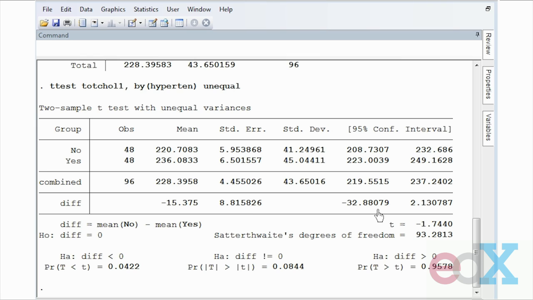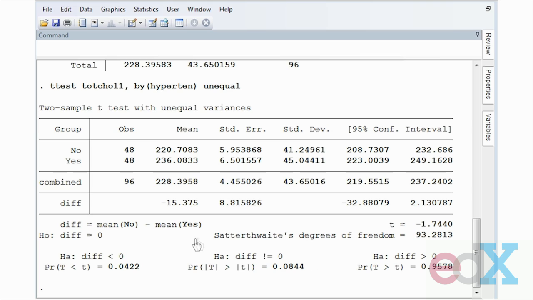If we want to use the confidence interval approach to test the hypothesis of any differences, we would find that the 95% confidence interval goes from minus 32.88 to 2.13, which includes the value 0. So by using the confidence interval approach, we would not reject the null hypothesis that the two means are the same. Let's see if the hypothesis testing approach gives us the same answer, as it should. And the answer is yes, there it is.